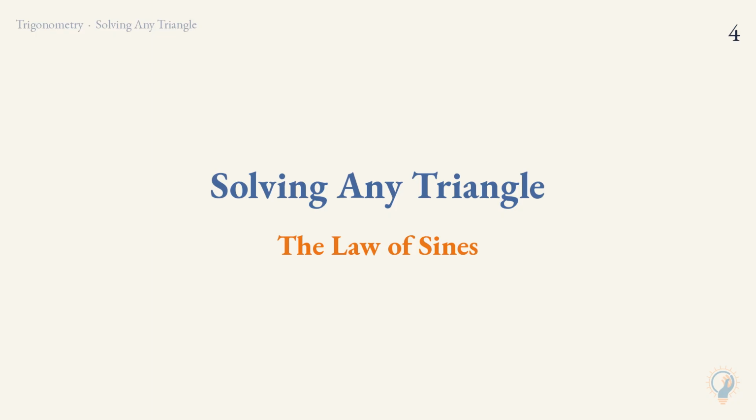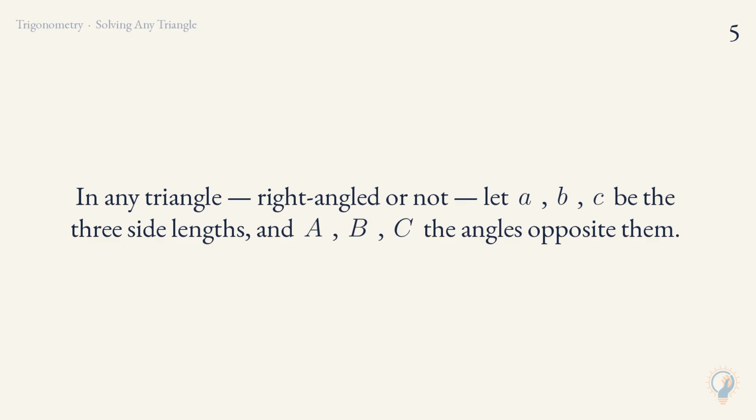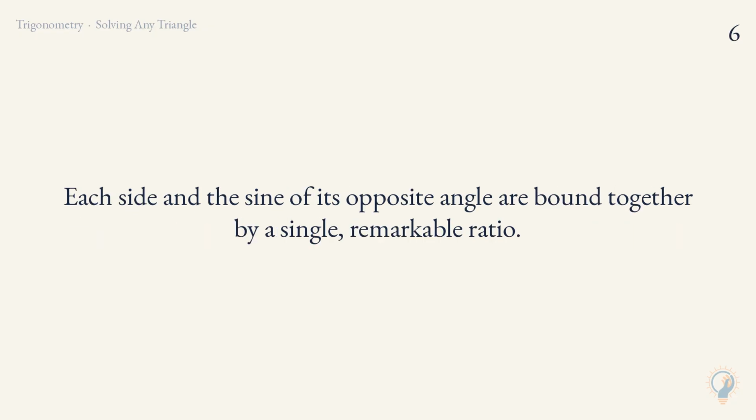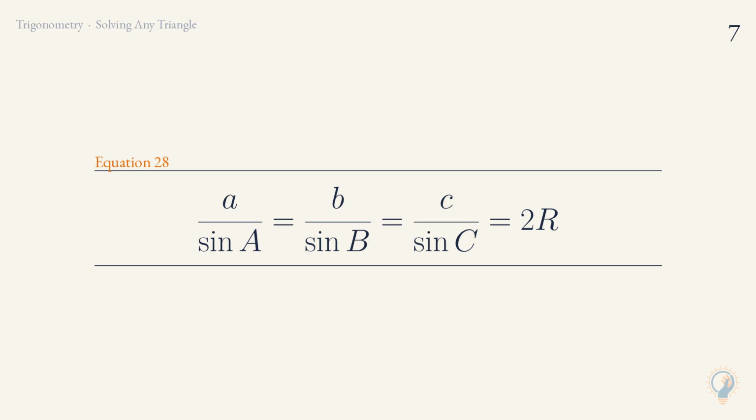The law of sines. In any triangle, right-angled or not, let a, b, and c be the three side lengths, and capital A, B, and C the angles opposite them. Each side and the sine of its opposite angle are bound together by a single, remarkable ratio. Equation 28, the law of sines. Side a over the sine of angle A equals side b over the sine of angle B equals side c over the sine of angle C, and all three equal 2r, where r is the circumradius, the radius of the circle that passes through all three vertices of the triangle.